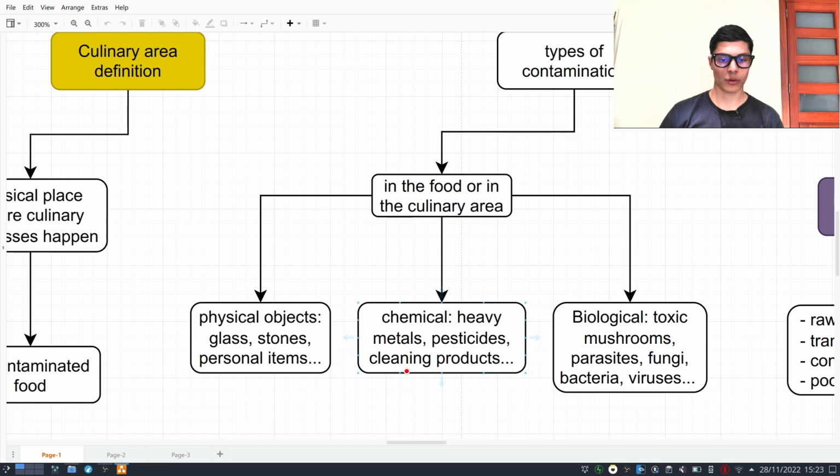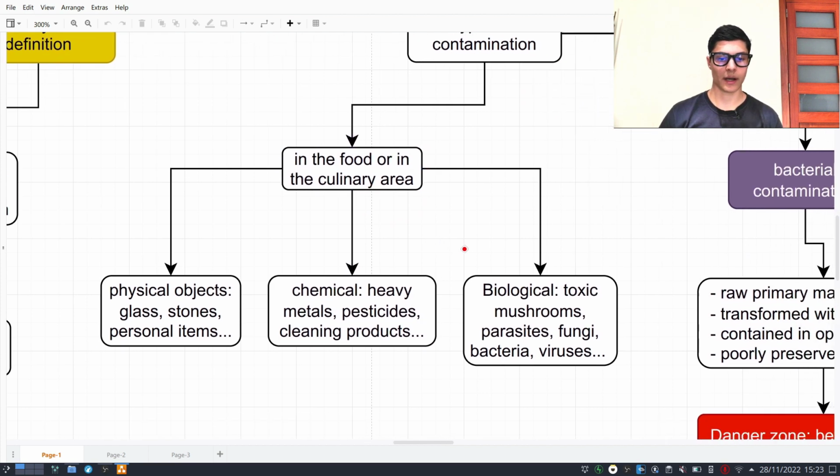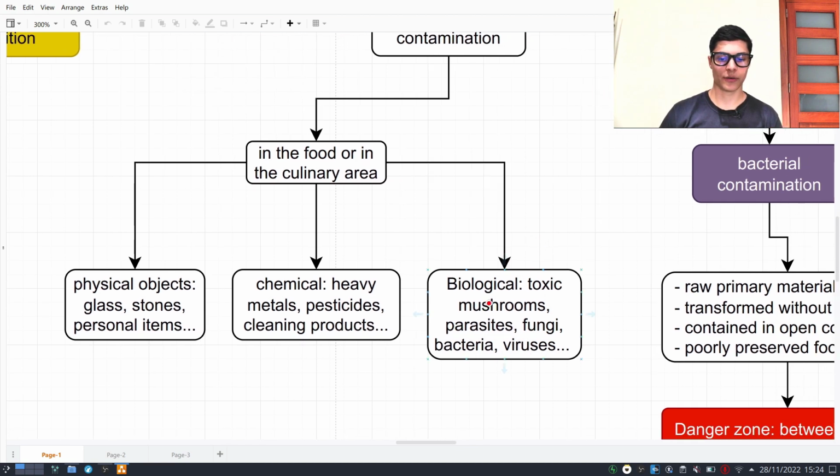Then we have the chemical contamination, which is, for example, heavy metals or pesticides, cleaning products, whatever may contaminate the culinary area where we process the food, or the food. And then we have biological. Biological is like toxic mushrooms, what we talked about earlier, parasites, fungi, and mainly bacteria and viruses.